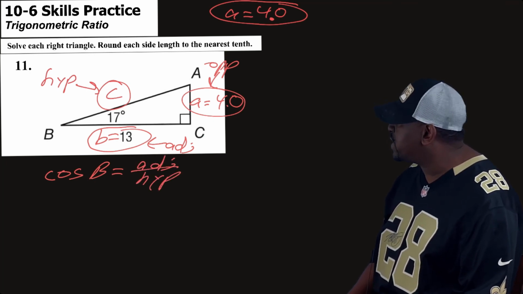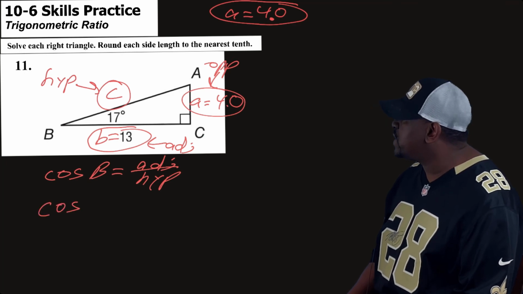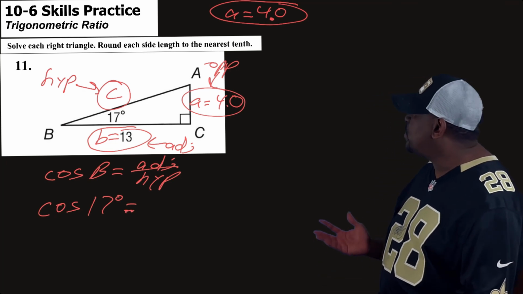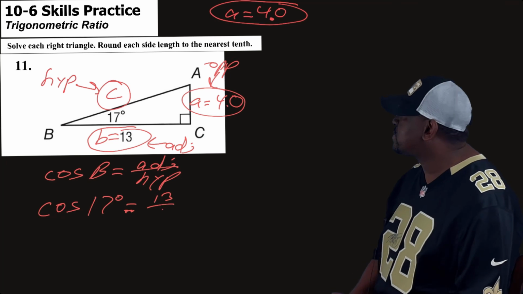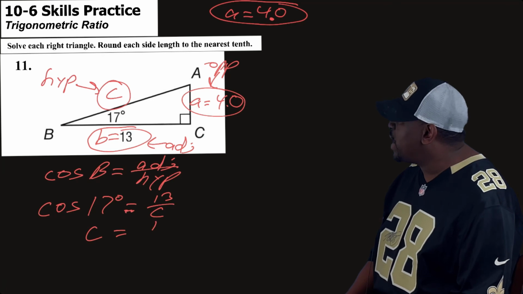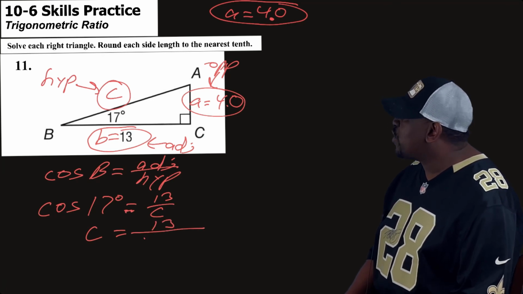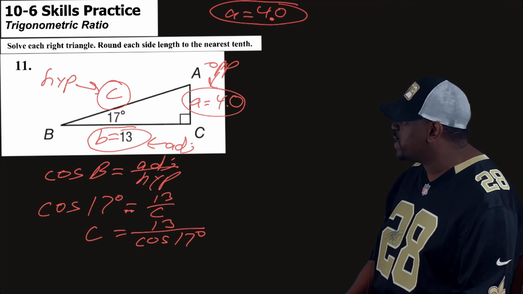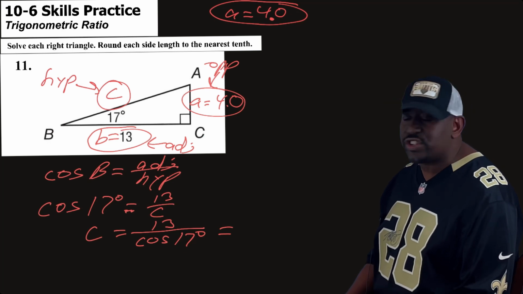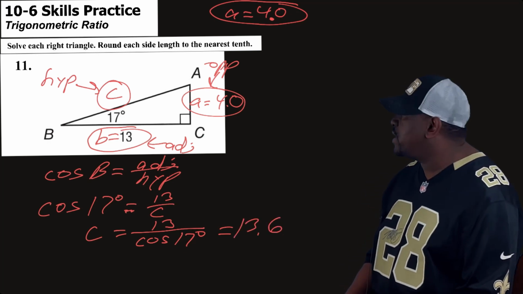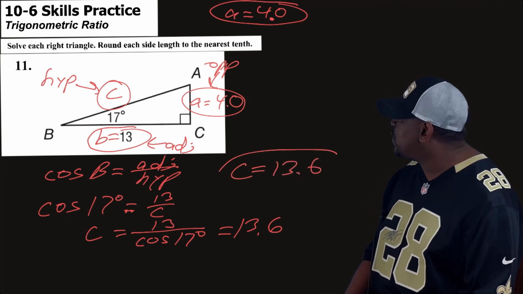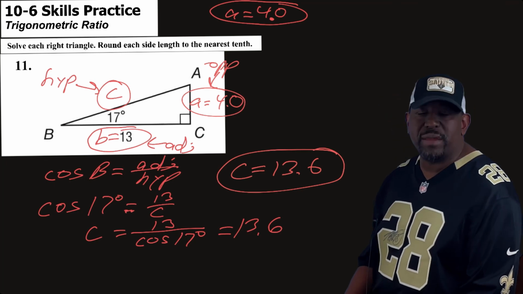As I said, cosine has both adjacent and hypotenuse. So since we're given the adjacent side, we substitute 13 for adjacent. We put 17 degrees for B, and we now will solve for side C. Since C is in the denominator, we can divide 13 by cosine of 17 degrees to get C. That's a little trick if you know division. So you get your calculator out, you plug it in, and that value will be 13.6 rounded to the nearest 10th.